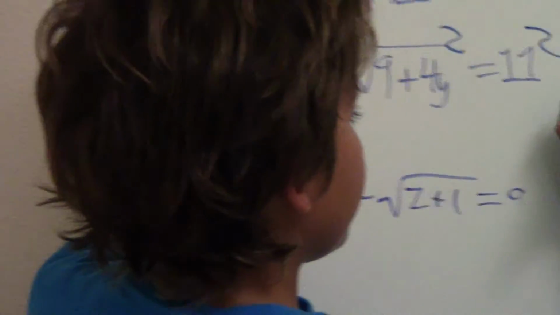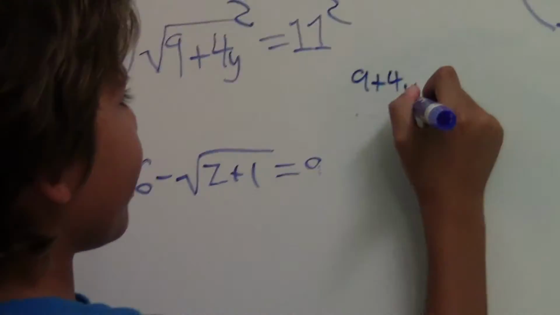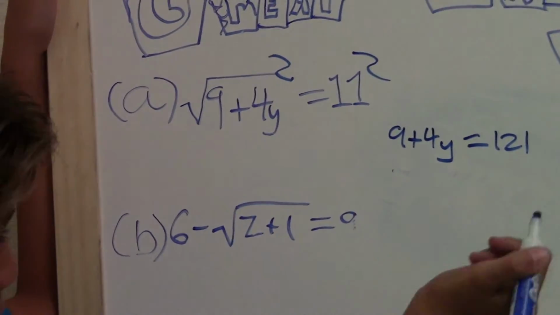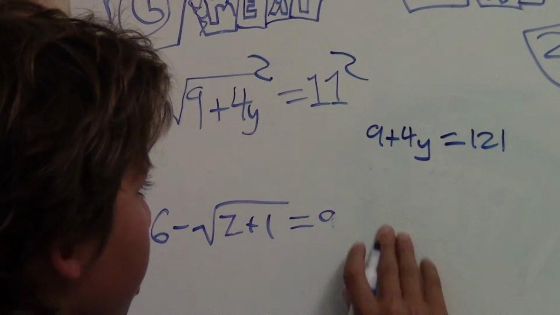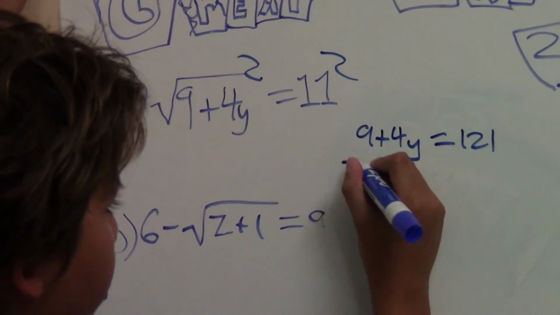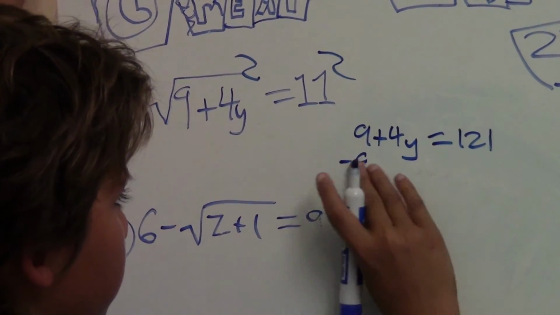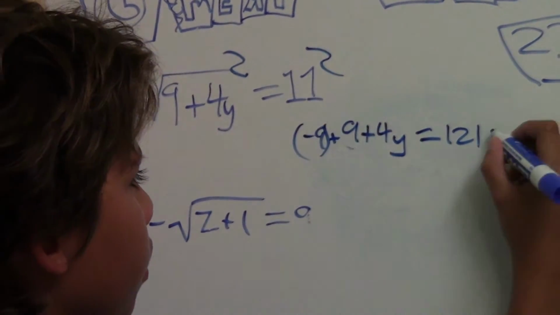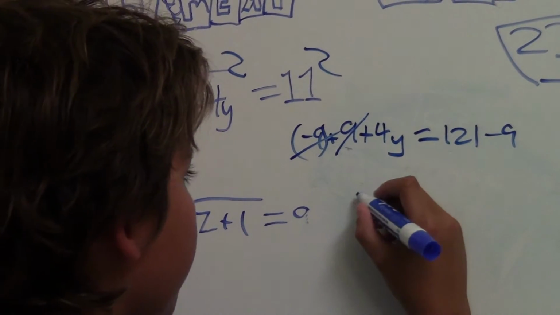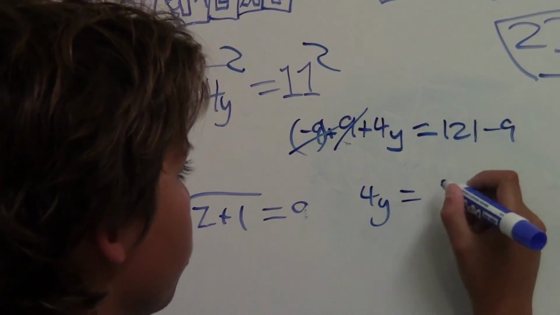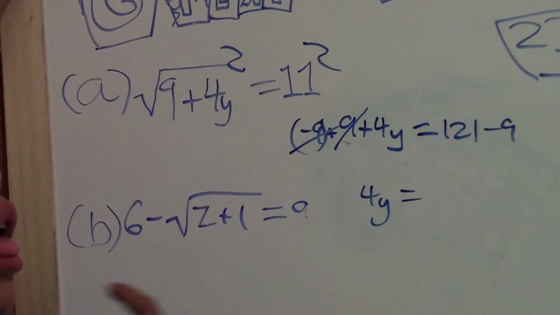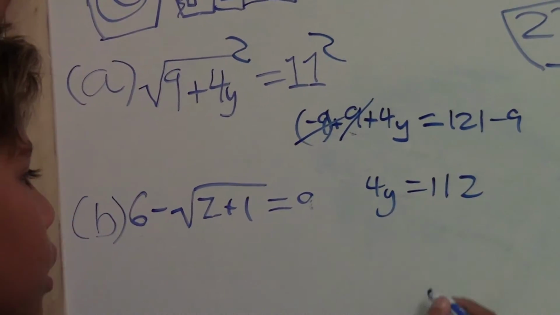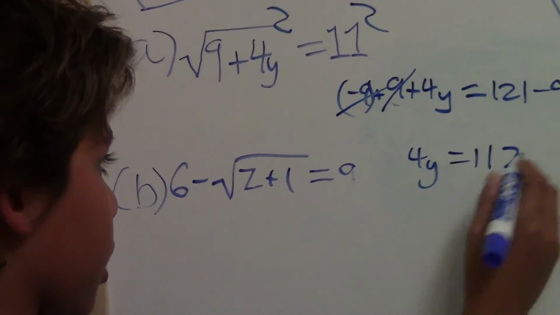After that, it will be 9 plus 4y equals 121, which you do know: 11 times 11. And then we isolate the variable. Minus 9 on both sides. Minus 9. Then that will be 4y equals 112. Yeah, that's it.